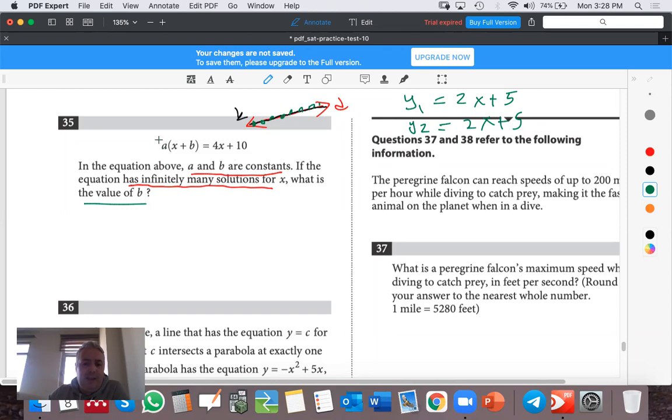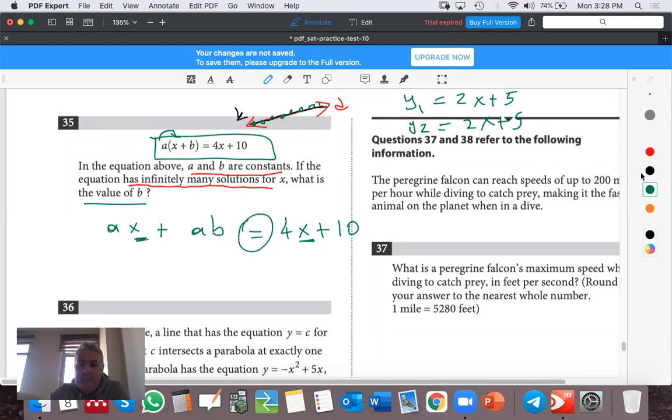Let's do it like that. If I open this, ax plus ab is equal to 4x plus 10. Can I write this from the given one? I think yes. So here this is x, here this is x, and this is an equation. It means that left must be equal to right. So a is equal to 4.